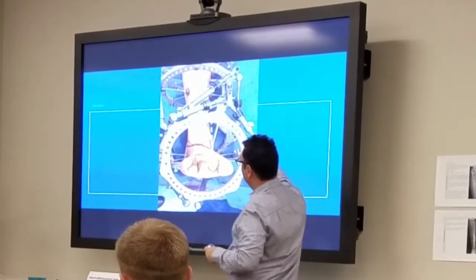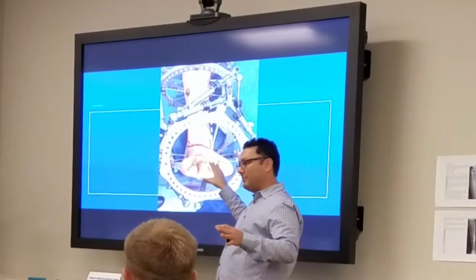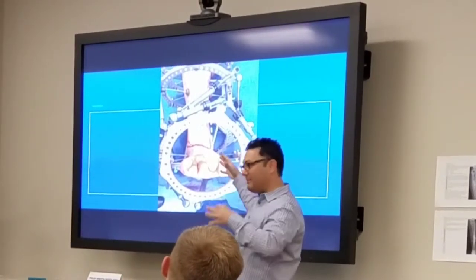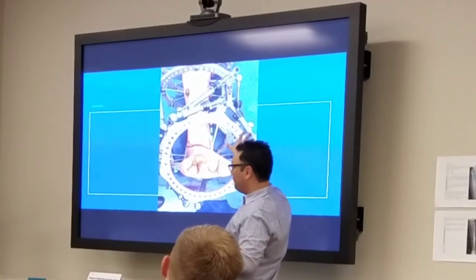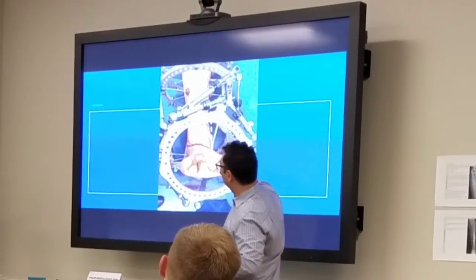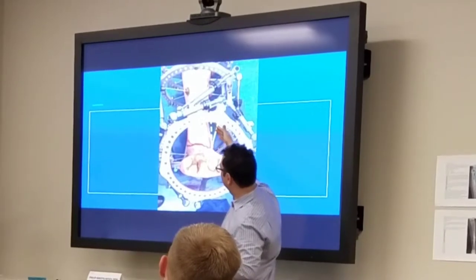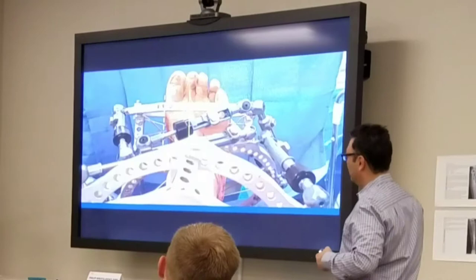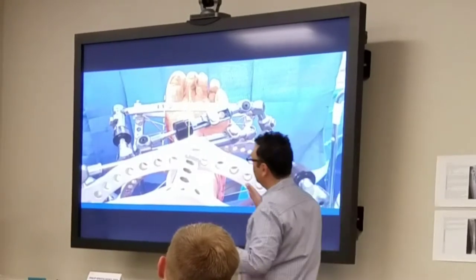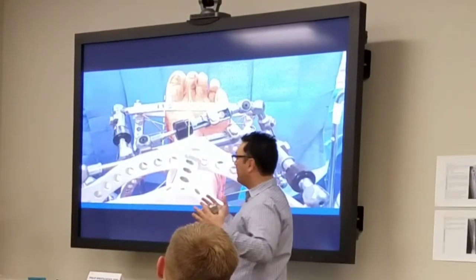Okay, here's the same thing. This is like that miter frame construct, except you don't have the foot plate in the back. Okay, internal rotation, external rotation, how far from the osteotomy, medial tilt, anterior tilt, posterior tilt. So here we can see, and this is a great example so you can see what it means.